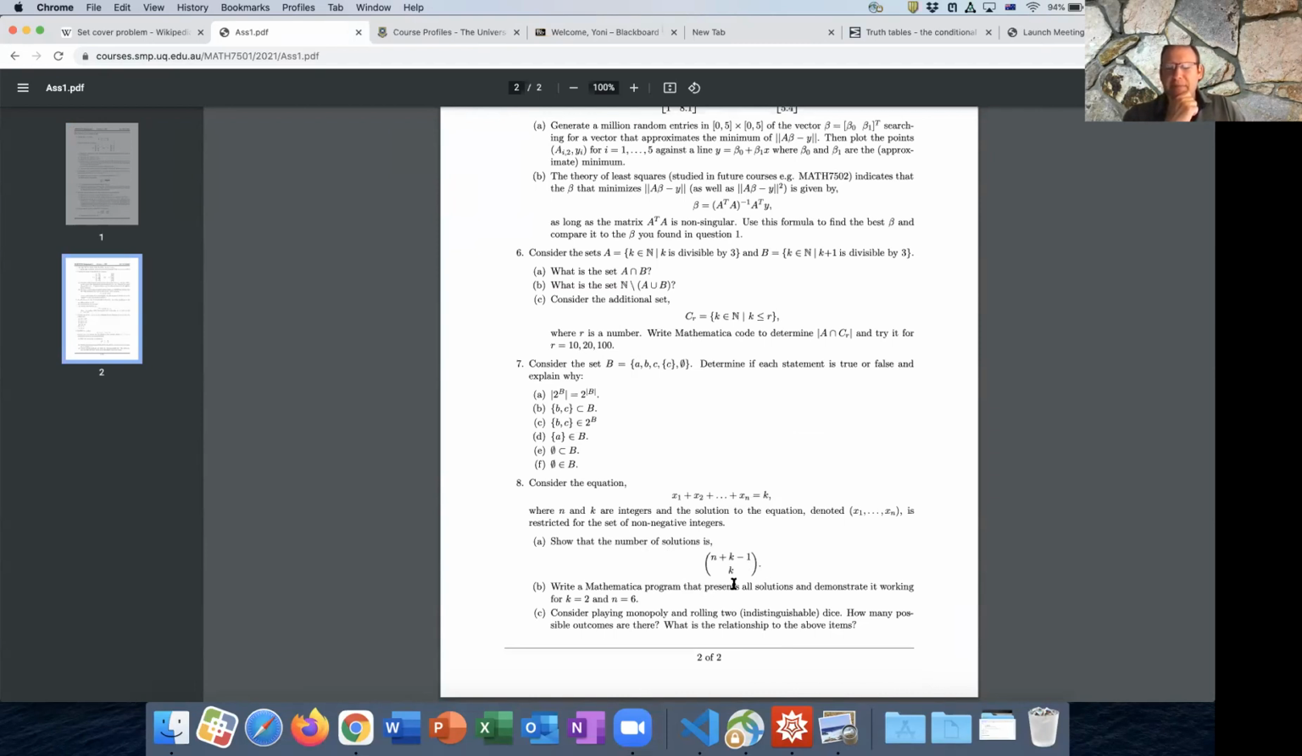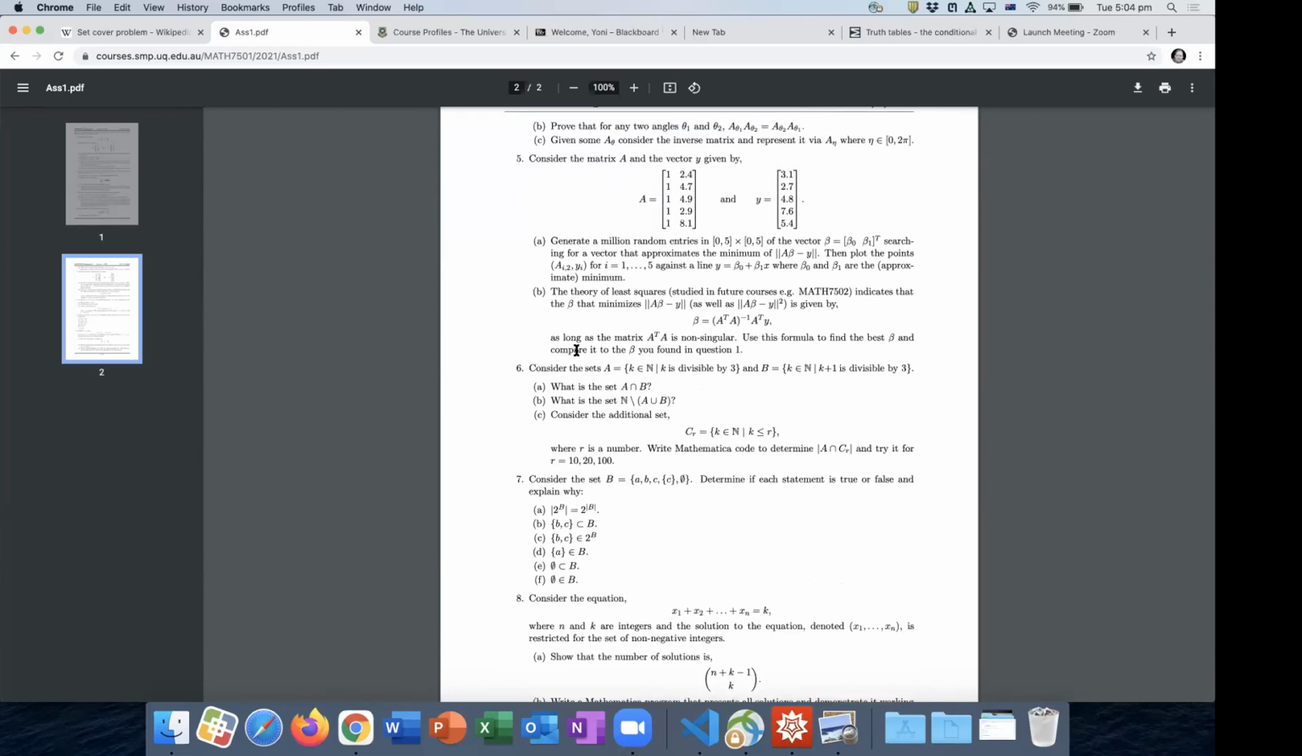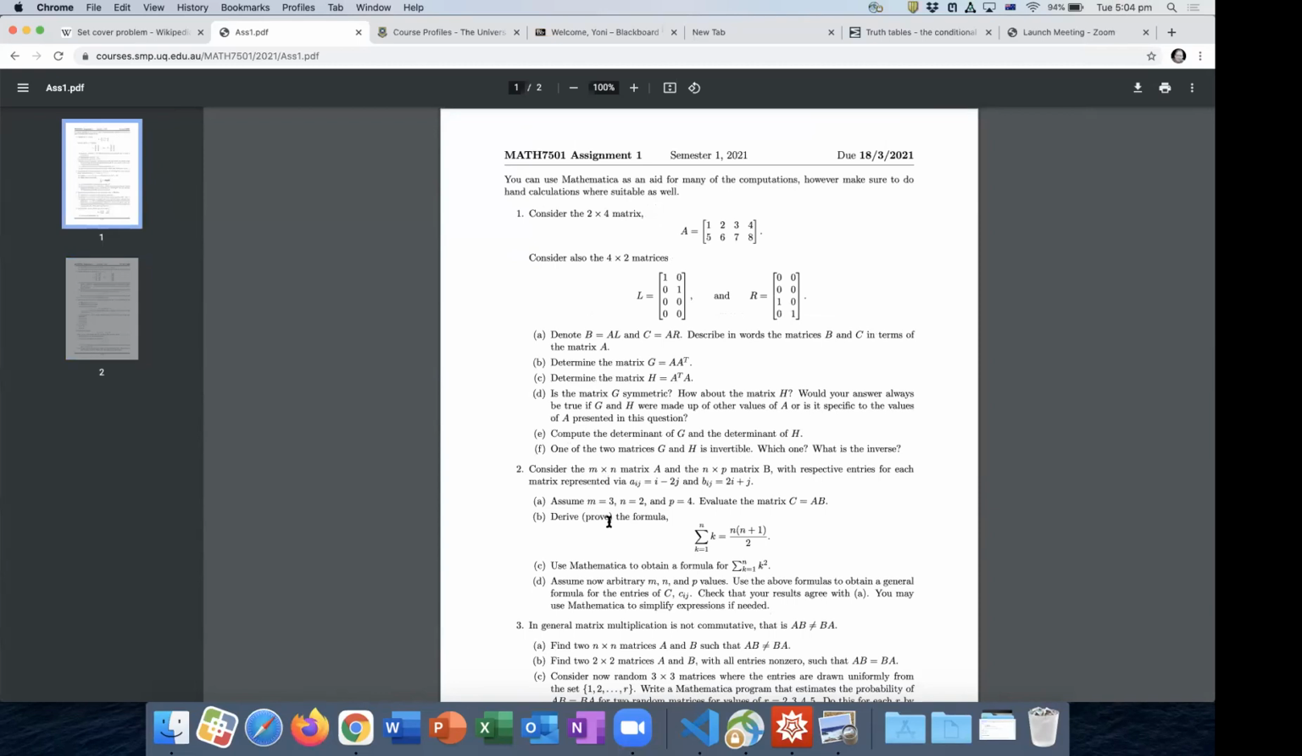May I ask a question? Of course. For question 2, part B, are we going to prove the equation that you put in? Yes, the sum. Prove it in one of a zillion ways.